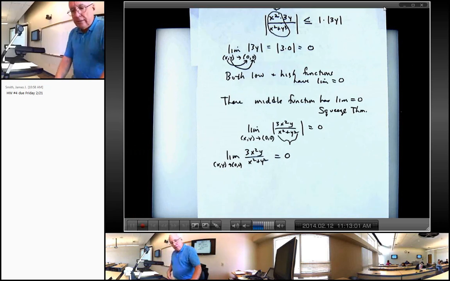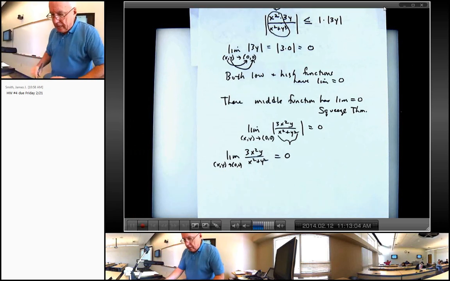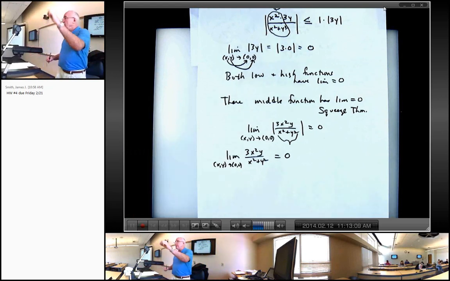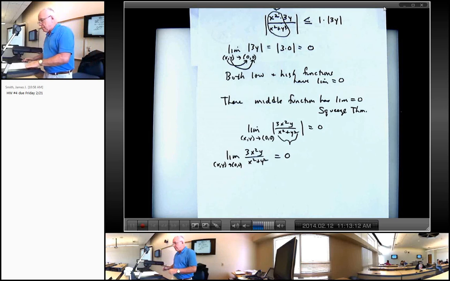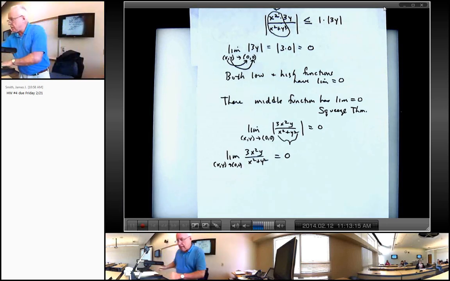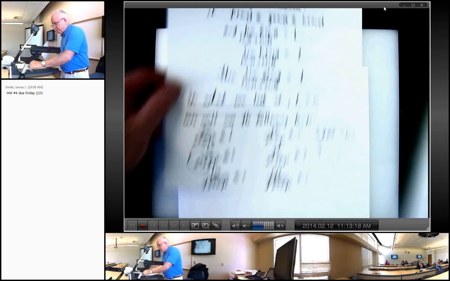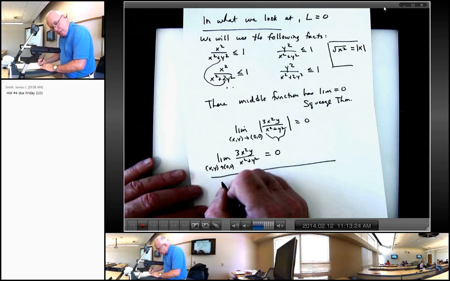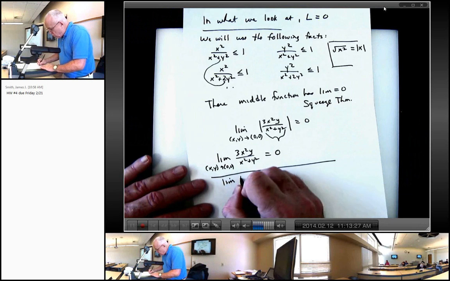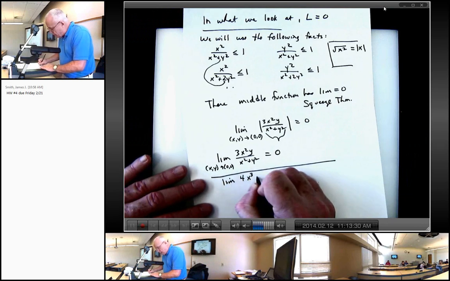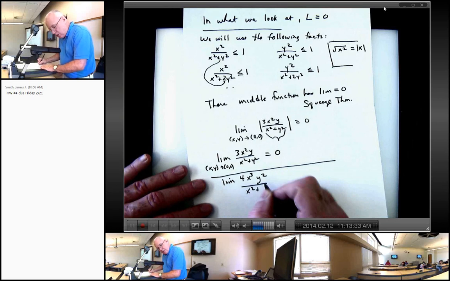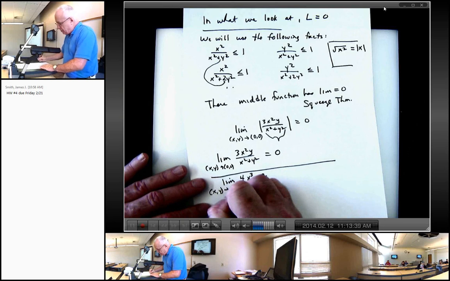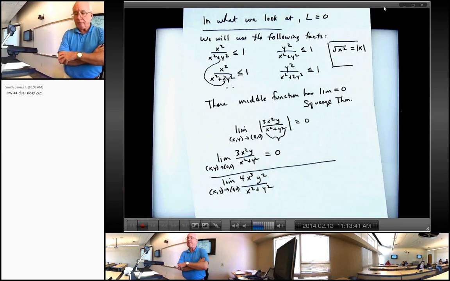Now, the other examples are going to follow the same way, except we may use different inequalities to demonstrate it, okay? So let's look at, keep that up there. Let's see, the limit of 4x to the third y squared over x squared plus y squared as xy approaches 0. And we'll find that.